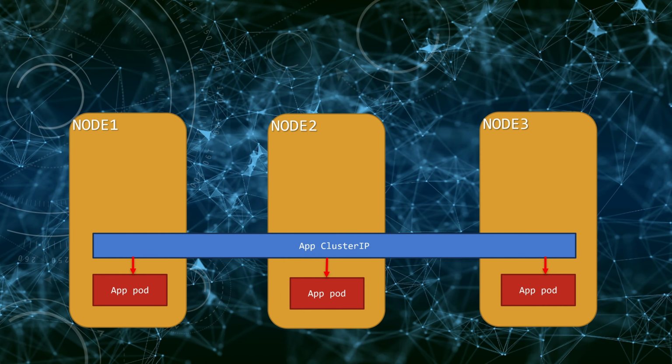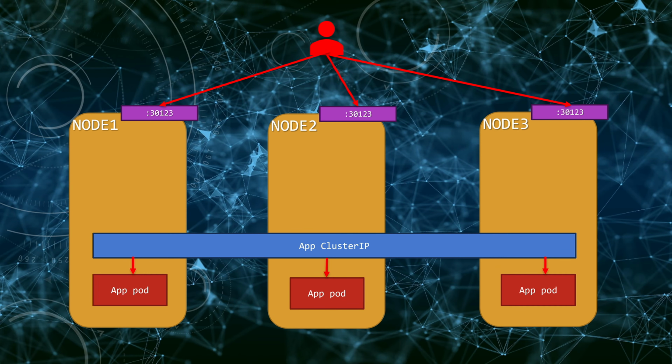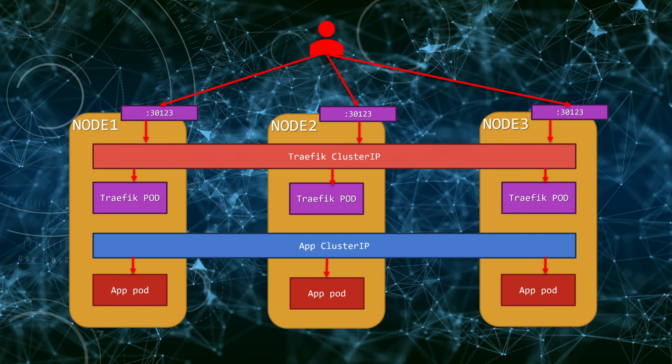Here's a quick overview of how NodePort works. Kubernetes picks a high number port, usually above 30,000. That port is open on every node's external IP address. When traffic hits that port on any node, Kubernetes forwards it to our Traefik service, and from there to the right pod. It's a straightforward and cloud-agnostic way to get traffic into the cluster without an external load balancer.